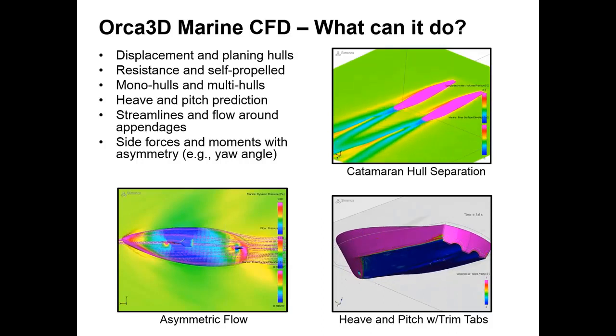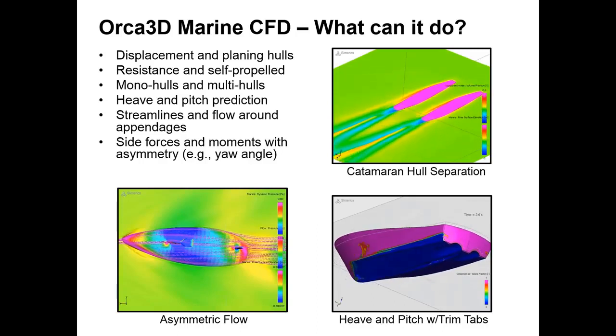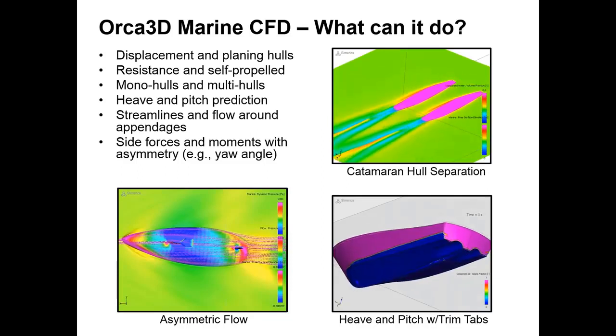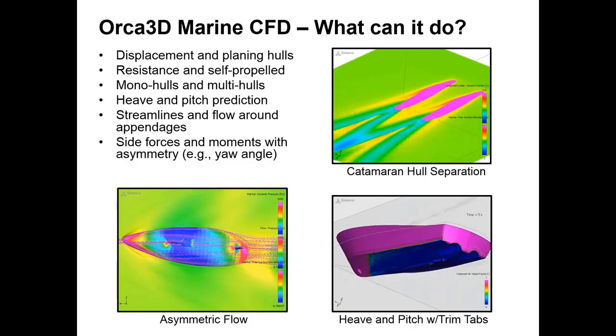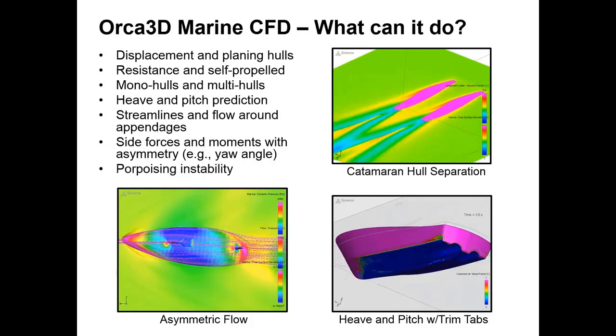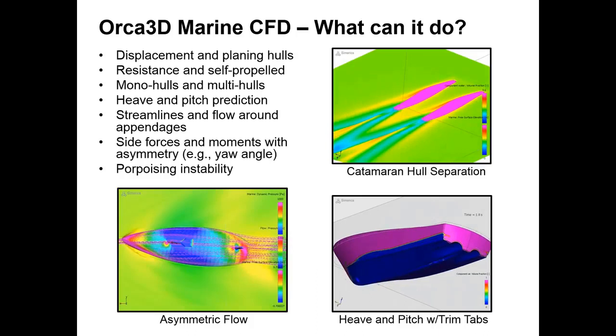We also allow you to analyze streamlines and flow around appendages, and side forces and moments for models that have asymmetry. For example, a sailboat hull with appendages at a yaw and heel angle is shown in the bottom image. And finally, as Chen-Jie will show you later in his presentation, you can even study porpoising instabilities of planing hulls.